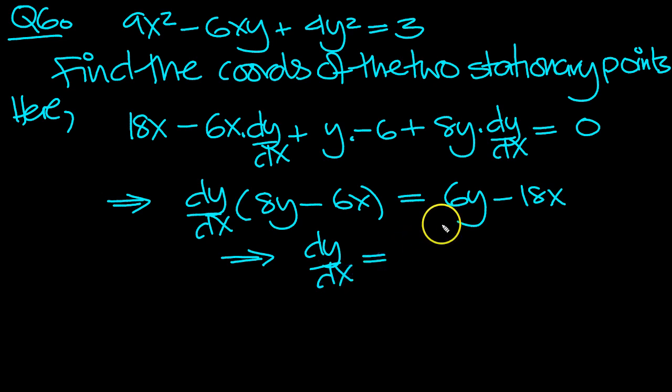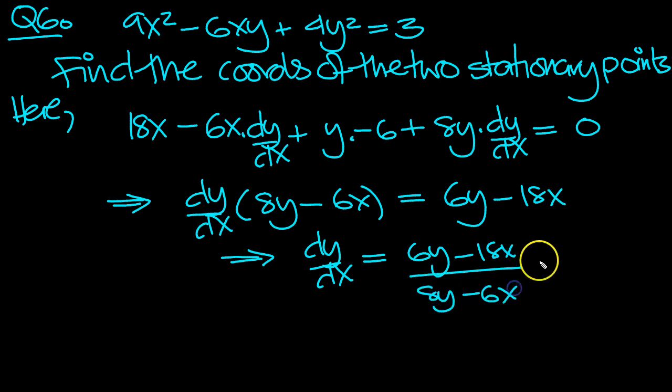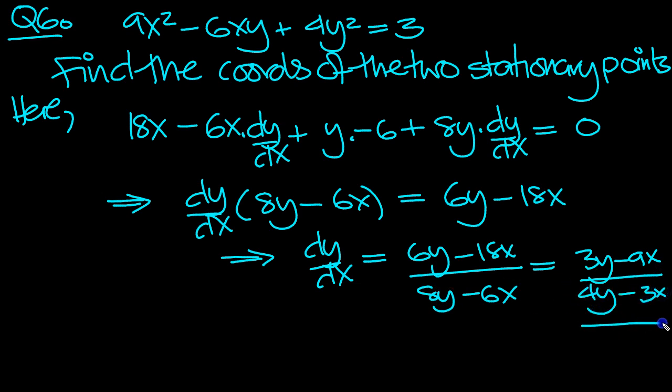So that tells us then dy dx is equal to 6y minus 18x over 8y minus 6x. Now there's a 2 common top and bottom, so divide by 2 on the top, 3y minus 9x over 4y minus 3x. Okay, that's what we've got then.